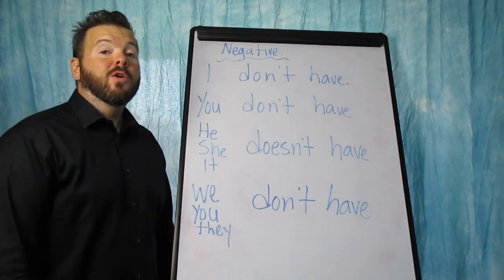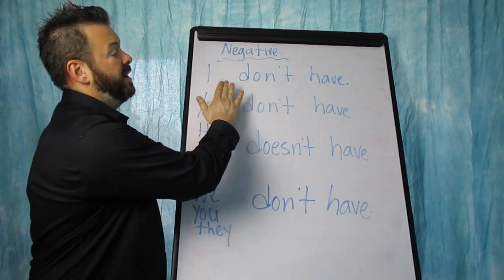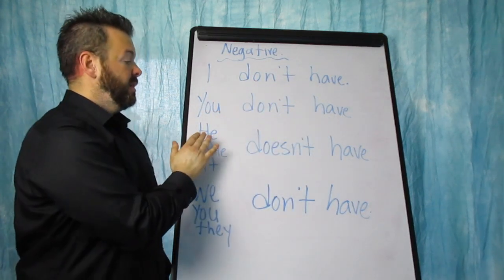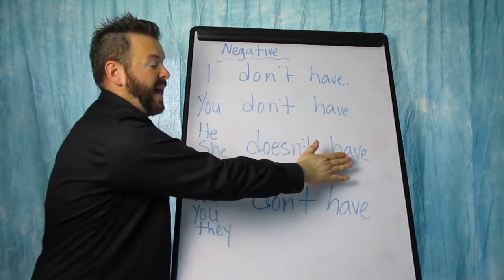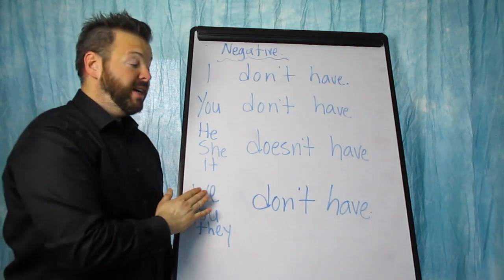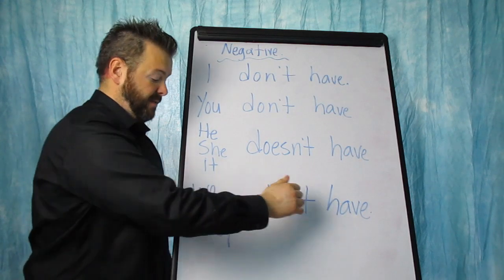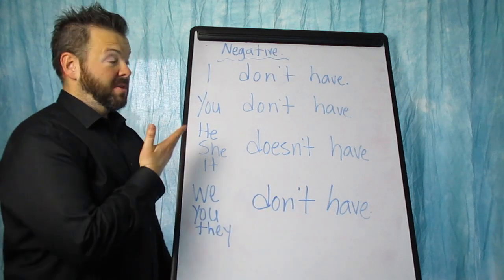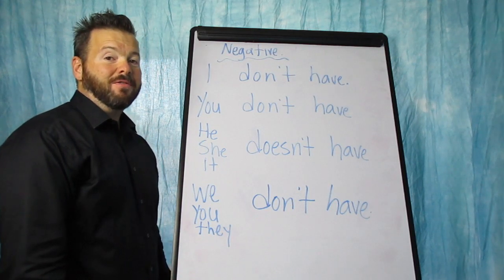Okay. Here, we're going to learn about the negative form. I don't have. You don't have. He doesn't have. She doesn't have. It doesn't have. We don't have. You don't have. They don't have. There you go. Pause the video here, write everything down, and read it to yourself.